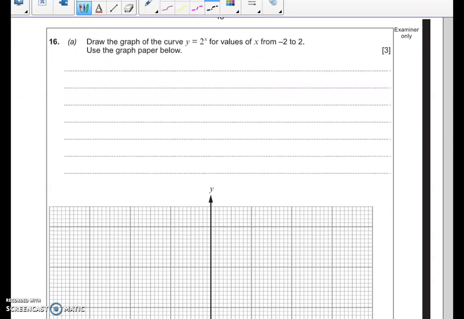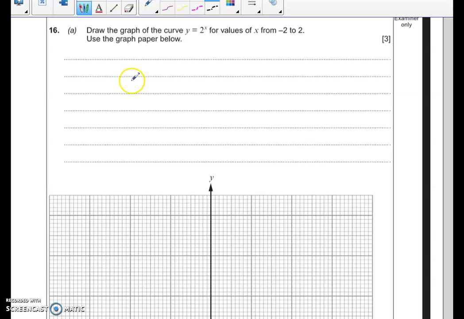So this is actually an indices question. This is an unusual one actually. We've got to draw a graph of 2 to the power of x. So y equals 2 to the power of x, and x is going to take values between minus 2 and 2. And you've really got to know your indices rules here.